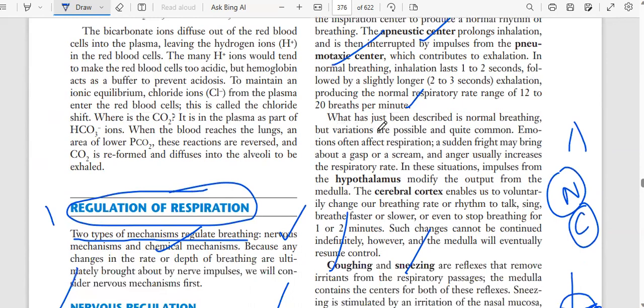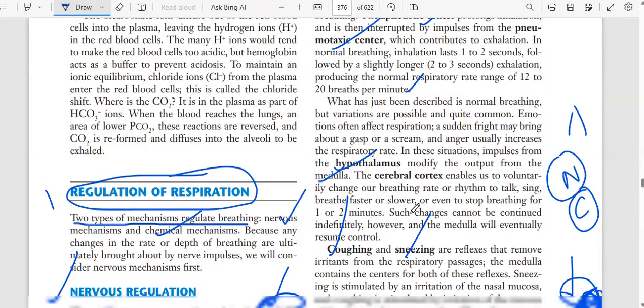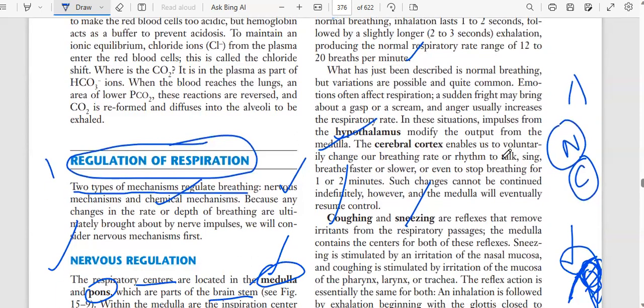What has just been described is normal breathing, but variations are possible and quite common. Emotions often affect respiration. A sudden fright may bring about a gasp or scream, and anger usually increases the respiratory rate. In this situation, impulses from the hypothalamus modify the output from the medulla. The cerebral cortex enables us to voluntarily change our breathing rate or rhythm, to talk, sing, breathe faster or slower, or even to stop breathing for 1 to 2 minutes. Such changes cannot be continued indefinitely, however, and the medulla will eventually resume control.